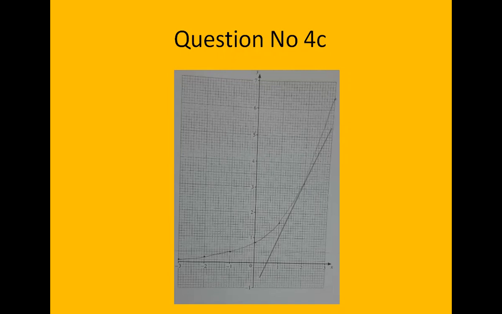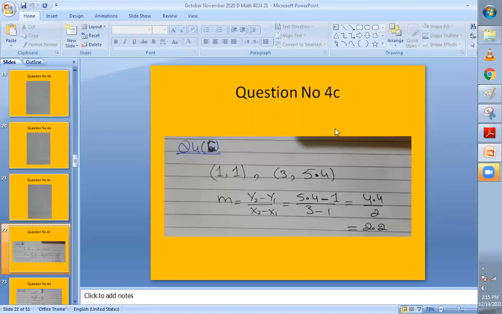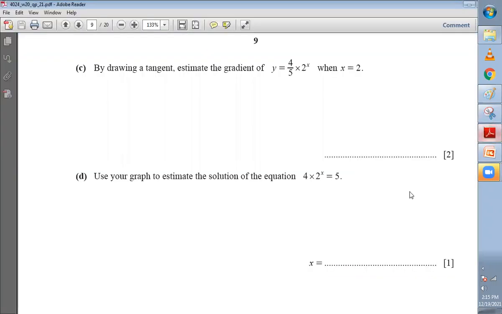So just take 2 points on the tangent and then apply the formula. For example, we have taken 2 points, 1 comma 1 and 3 comma 5.4, and then apply the formula for the slope, for the gradient. The formula is y2 minus y1 divided by x2 minus x1, which equals 5.4 minus 1 divided by 3 minus 1. So it will be 4.4 divided by 2, and that will be 2.2. This is the gradient of that tangent.